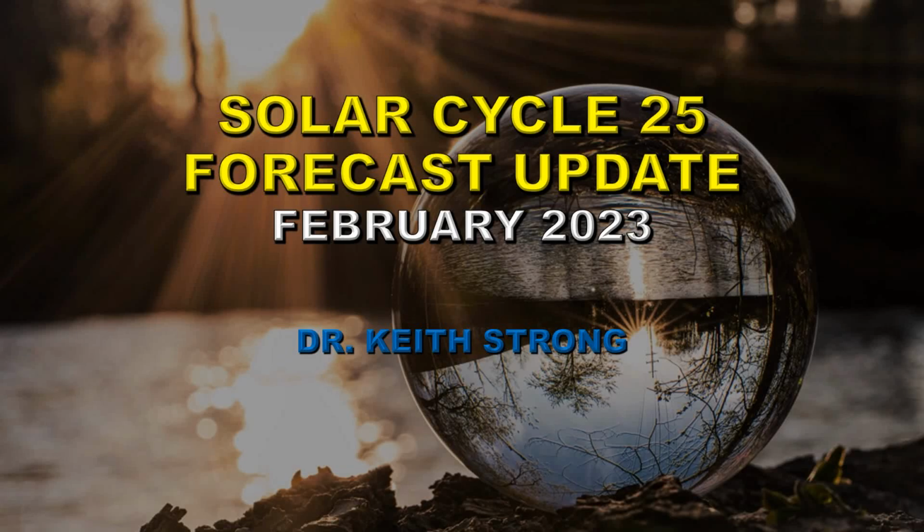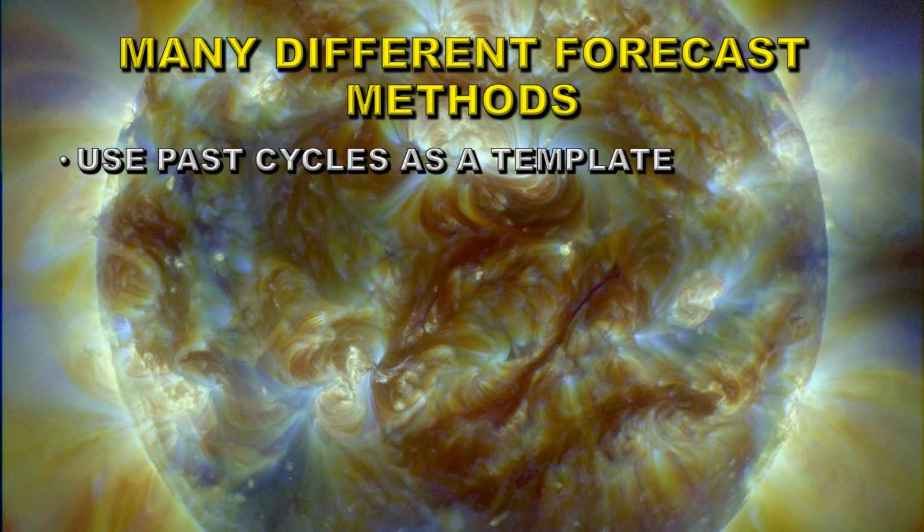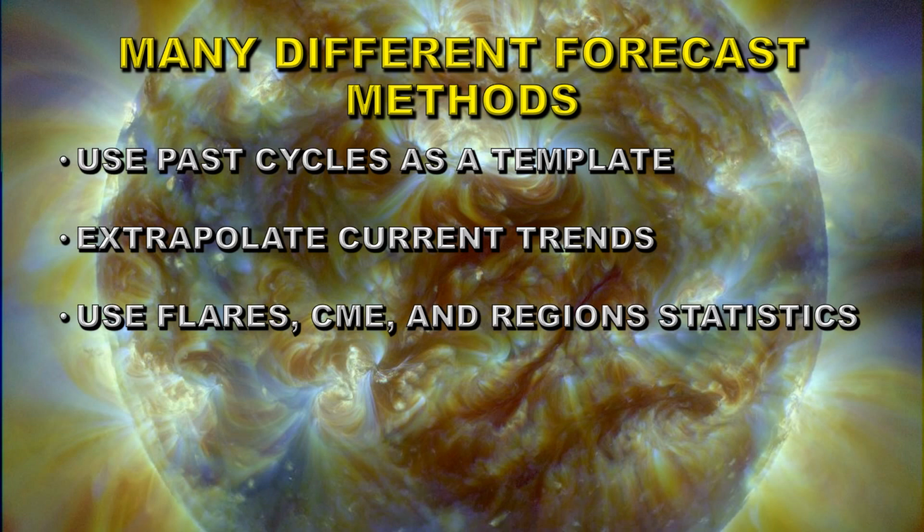Welcome. This is the update to my forecast for solar cycle 25 based on the data as of February 2023. There are many different ways of forecasting a solar cycle. I'm just going to use three very simple ones today: use a past cycle as a template for the rest of the cycle, extrapolate current trends, and use flares, coronal mass ejections, and active region observations to get some idea of what the cycle might be doing.